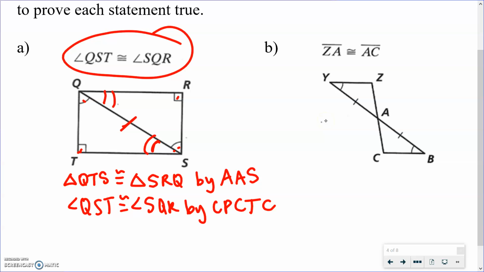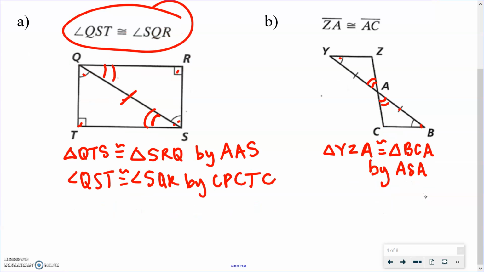Okay, we're going to do the same thing on this next one. We have this angle, we have a side, and then we also have these angles in the middle that are vertical angles. So now we have angle, side, angle, and the same angle, side, and angle. So we know those two triangles are congruent. First I'm going to write a congruent statement: triangle YZA is congruent to triangle BCA by angle, side, angle congruence. So that's what we practiced yesterday.